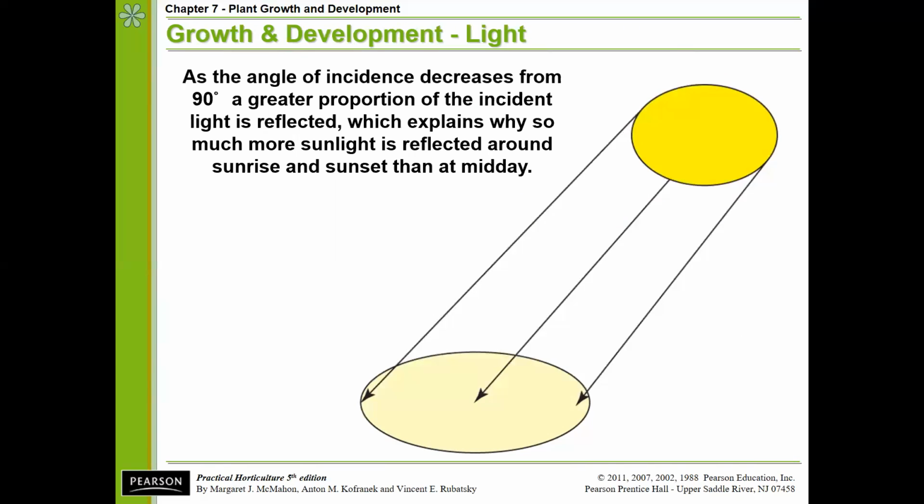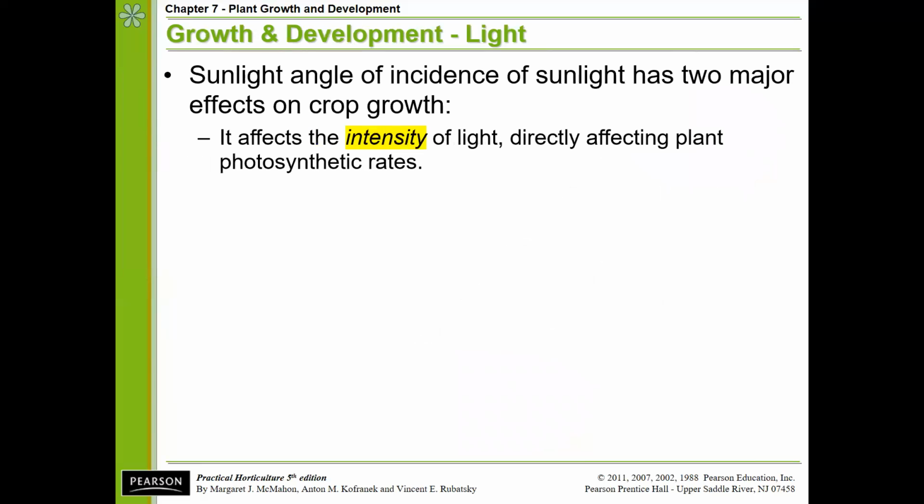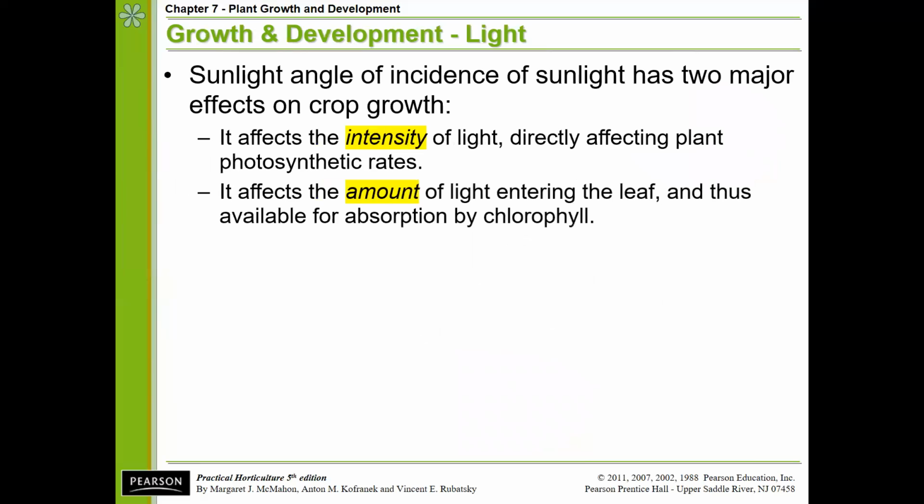And that's really important in terms of season extension especially. We have to try to make sure that we get the maximum amount of sunlight possible. It's a major factor in governing the growth of plants. And we're looking at two major factors here with the angle of incidence and light itself. I think of it kind of like quality and quantity. Quality being the intensity and quantity being the amount. So intensity, the quality, directly affects photosynthetic rates, and then the quantity, how much over the period of a day.